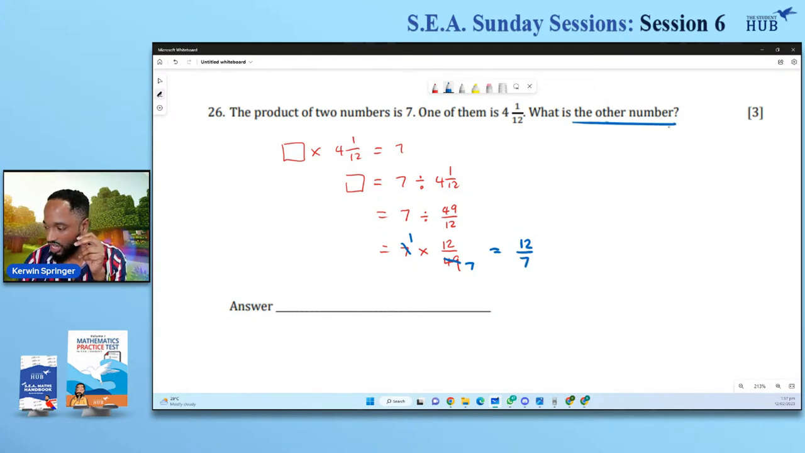And they ask, what is the other number? I expect us to give them the other number in mixed number form, just like how they gave us their number in mixed number form. So how many times could 7 go into 12? One time, remainder 5. So this is 1 and 5 sevenths, the best answer there.